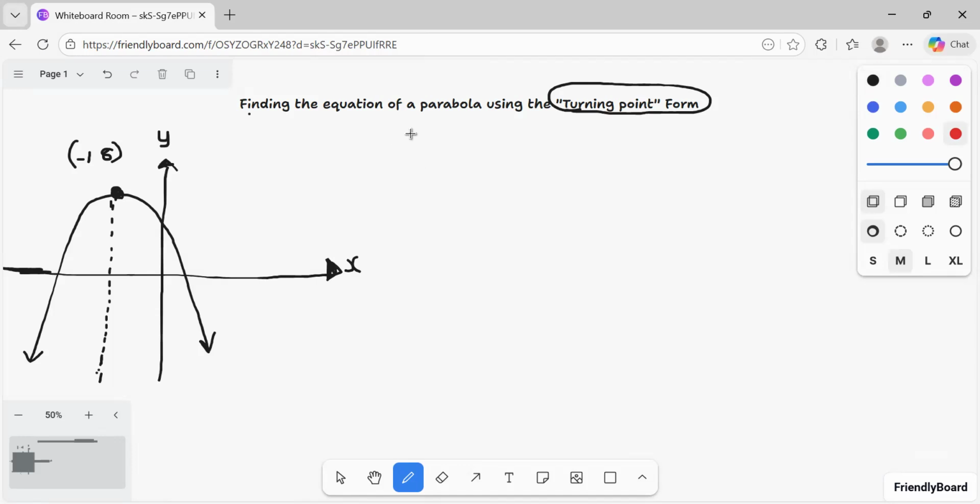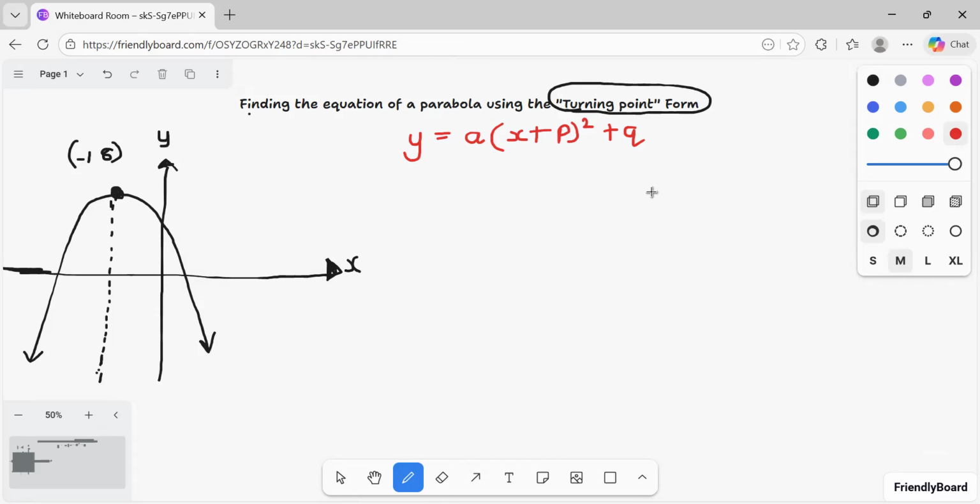So the turning point form is y is equal to a open brackets x plus p squared plus q. So this is the turning point form.